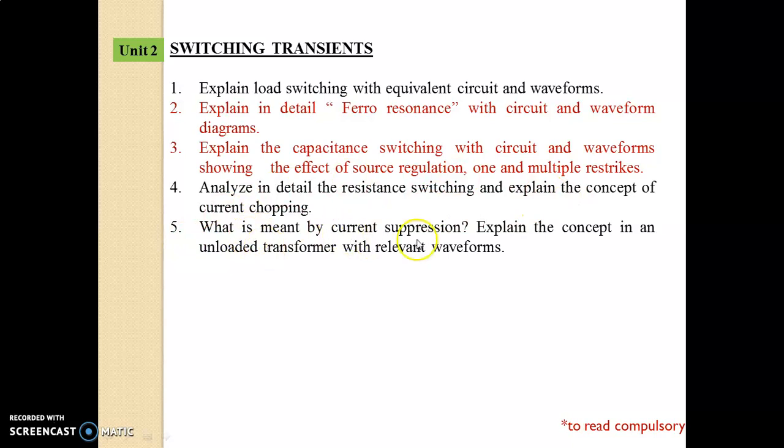Last one, what is meant by current suppression? Explain the concept in an unloaded transformer with relevant waveforms. Dear students, all the 5 questions are important, but I suggest question number 2 and 3 to read compulsorily, which are marked in red color background.